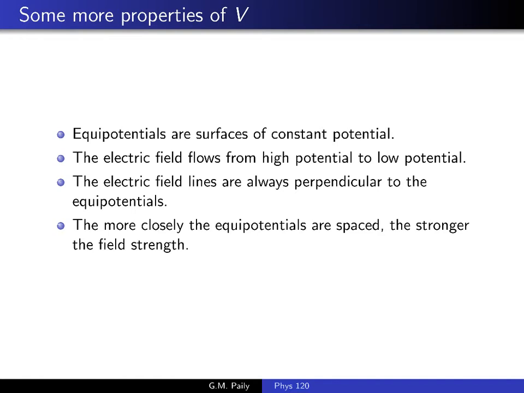So here are some more properties of potential. Equipotentials are surfaces of constant potential. The electric field flows from higher potential to lower potential. Electric field lines are always perpendicular to the equipotentials. And the more closely the equipotentials are spaced, the stronger the field strength, because the potential is changing more rapidly in those regions. And since the field is related to the derivative of the potential, the quicker the change, the stronger the field.